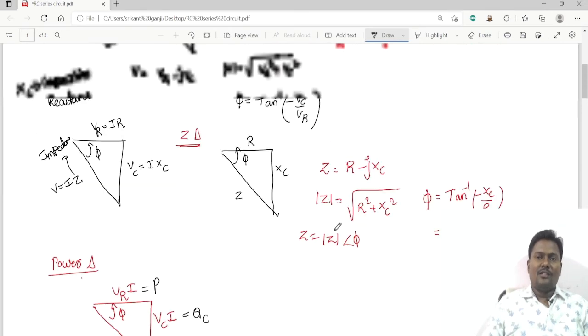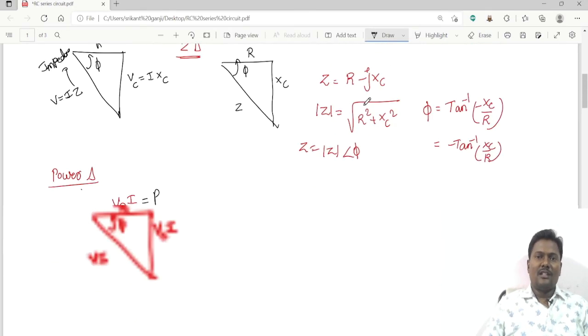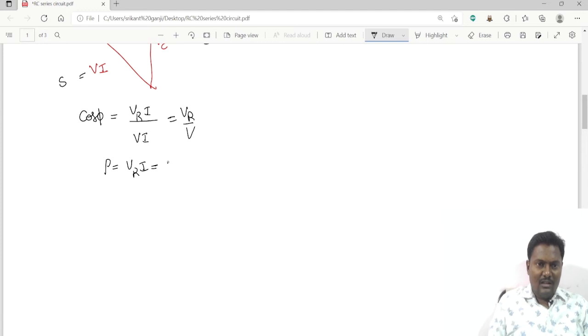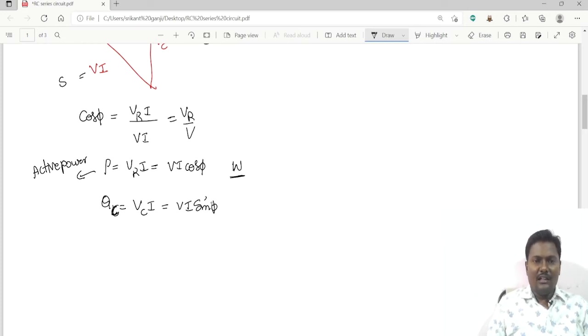So as we know, what is VR? We are getting from the voltage triangle VR is V cos phi. So now I can write it as VI cos phi. The unit of active power is watts, and the reactive power QC is equal to VC into I, which I am getting as VI sin phi. The units are var, and S is equal to P minus jQC.